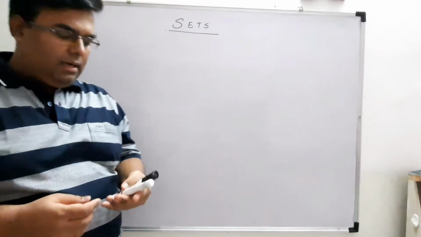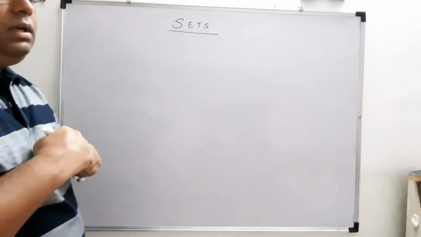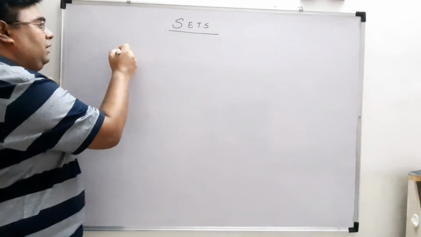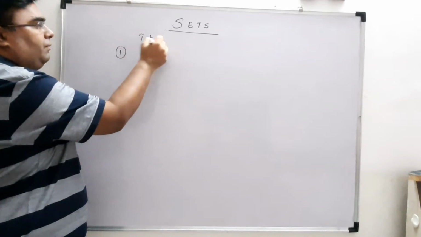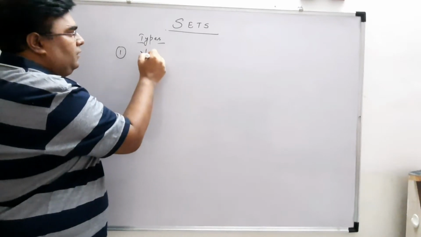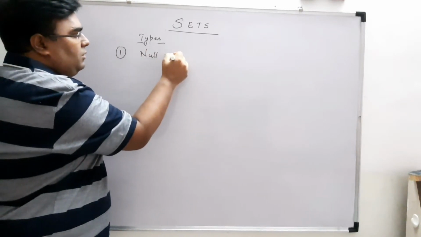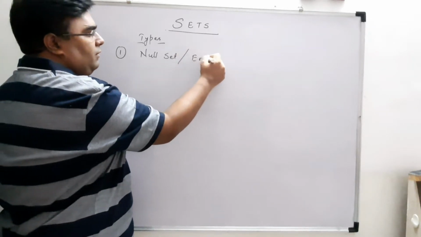Now let us understand the types of sets. Okay, what are the types? So there are basically 4 types. Okay, my first type is null set. Null set, or sometimes we call it empty set.